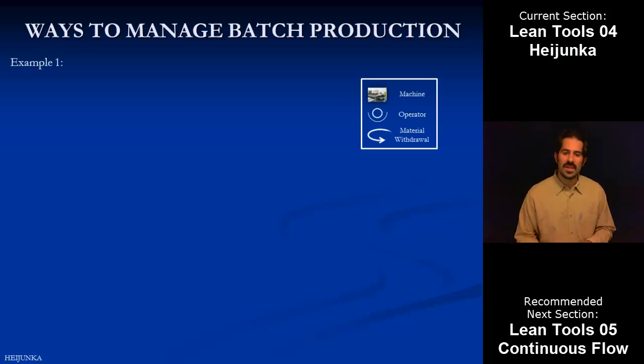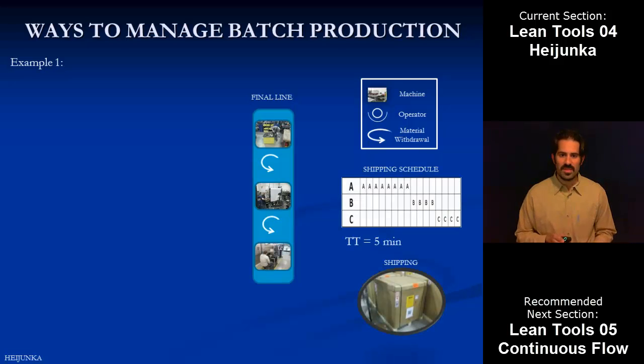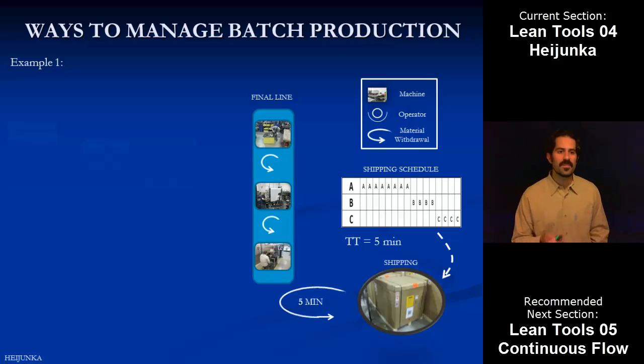And in this first example, again, we'll lay out our sample factory here. So we've got our final assembly line, we've got our shipping department, and here's our shipping schedule, right? Batch building. With takt time of 5 minutes, every 5 minutes we're shipping one product, and we're going to batch build, so we're going to do all our A's, all our B's, and then all our C's. So every 5 minutes we're drawing from the end of the line.